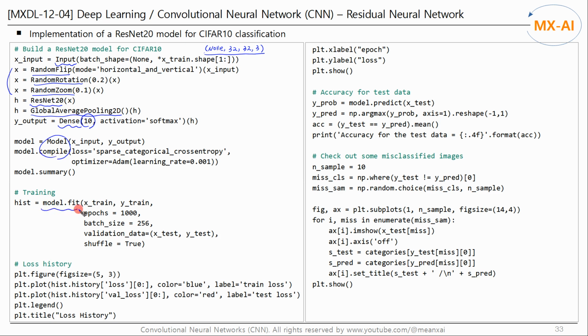Fit this model to the training data. The batch size is set to 256, and the number of iterations is set to 1,000. In the paper, it was repeated 64K times, but since it takes a long time, we will repeat it only 1K times. Next, let's check the loss history and measure the accuracy of the test data. Finally, let's check out some misclassified images.